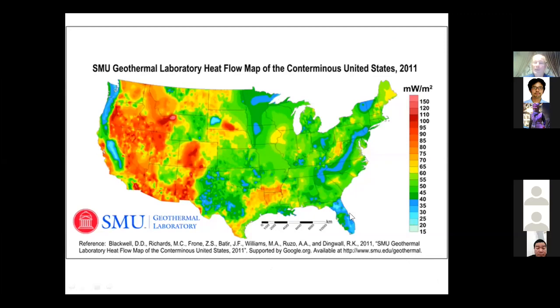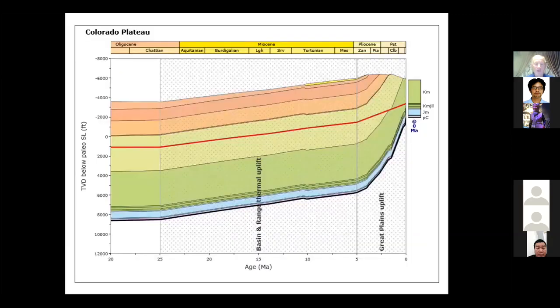Now, the Colorado Plateau is hot. Here's the Four Corners area. This is a heat flow map. This area is all quite hot, and our study well is right in this area. So we could imagine that there could have been an appreciable thermal uplift at this location.